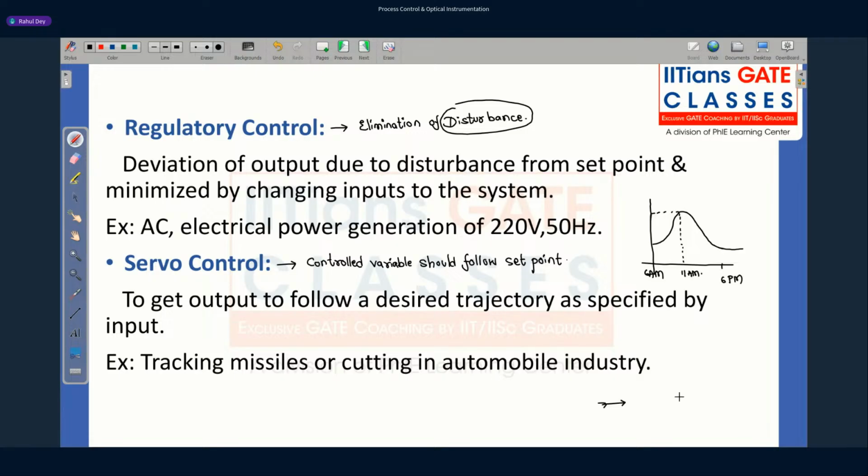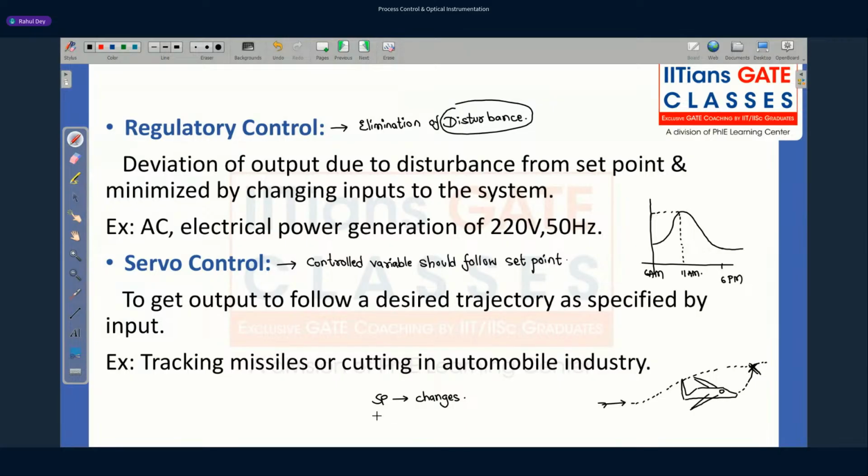So it needs to do what? It needs to hit a moving target. Suppose this is my aeroplane. Okay. So this is going to go like this. So the missile should be able to track this movement and should try to hit it over here. So here you can see that continuously my set point is changing, so my controlled variable should be able to follow that. So in servo control, our output follows a trajectory, as my set point continuously changes.